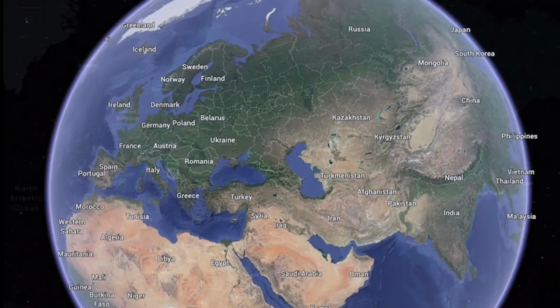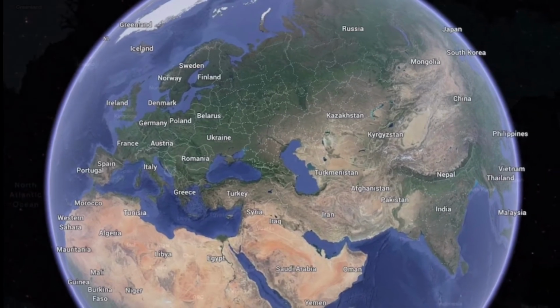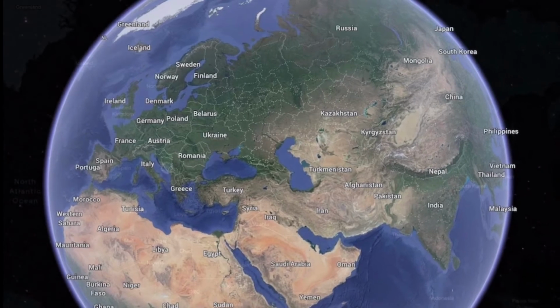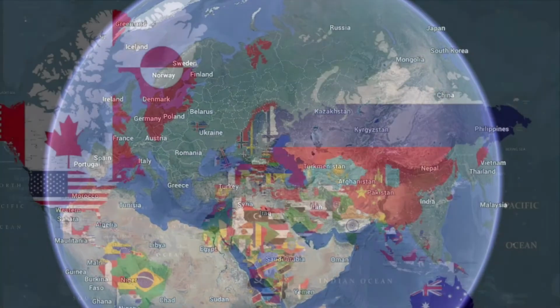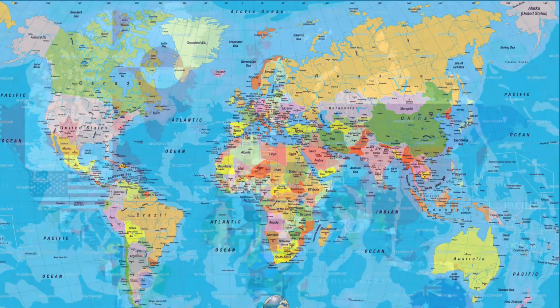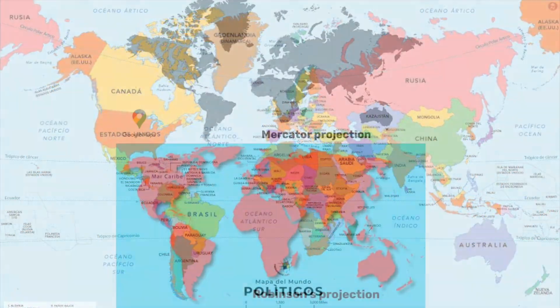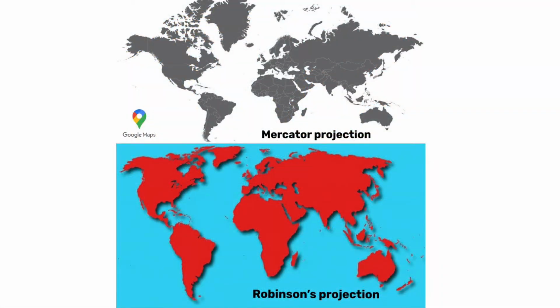But obviously, correct depiction does not fit on a flat surface without some kind of distortion. And that is why you have all these different maps. This is the difference between the Mercator map projection and Robinson's map projection. Google Maps also uses the Mercator map projection. And look at the difference between the distortion of the countries.